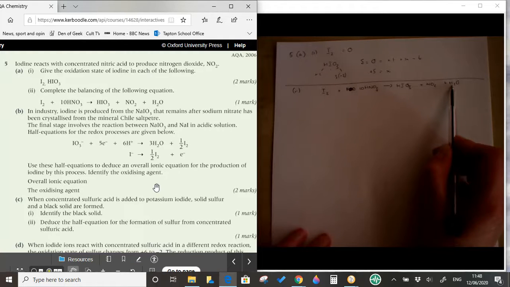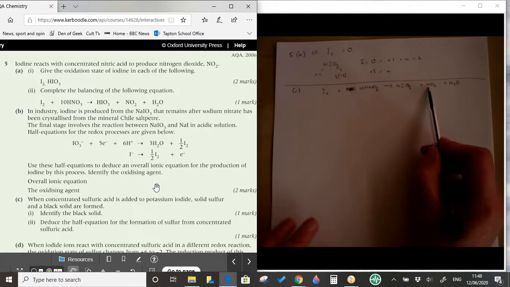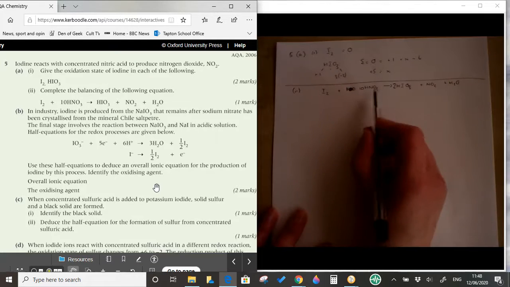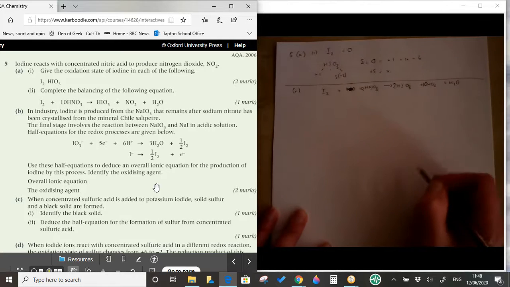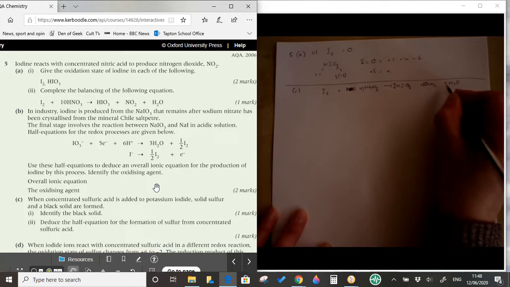So what we want to do is look at the ones that are only in one place on the right-hand side, so the iodine and the nitrogen first. So that's what we want to balance first. If I look at the iodine, there's 2 on that side, so I need to put a 2 there. And if I look at the nitrogen, there's 10 there, so I need to put 10 there. Right, so all that remains is this number here.